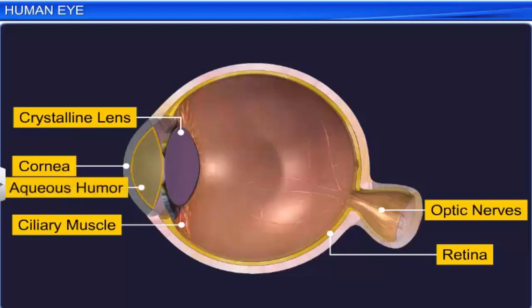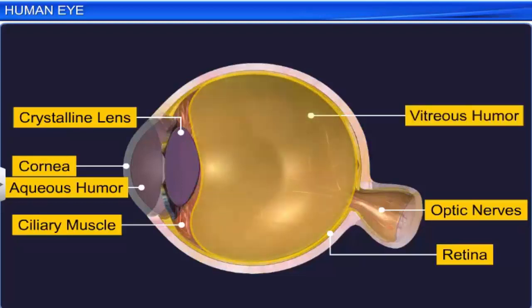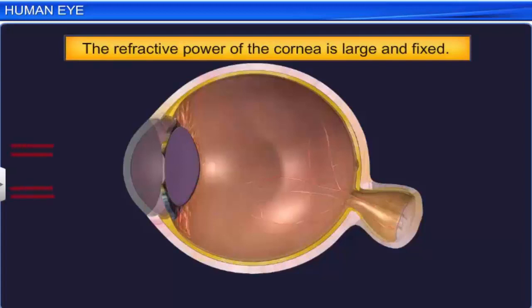Light entering the eye is first refracted by the cornea. The refractive power of the cornea is large and fixed. The refracted light is then incident on the iris. The crystalline lens is just behind the iris, and light after passing through the pupil falls on it and is again refracted to form a sharp image on the retina. For an object to be seen clearly, the image must be formed exactly on the retina. The crystalline lens along with the cornea is able to refract the light that enters the eye to form a sharp image on the retina.